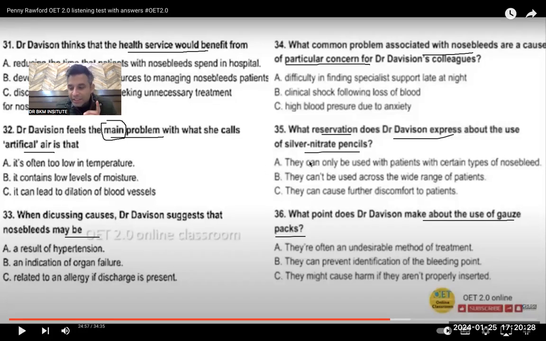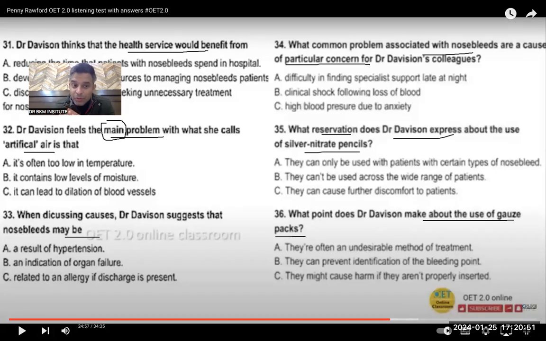So now she has reached the 35th question. That means the 34th question has been done. And she has not talked about finding specialist support, as far as I think. So my answer is C. It can be wrong, I'm not sure, but you can let me know whether my answer is right or wrong. Because she has not talked about difficulty in finding the specialist.